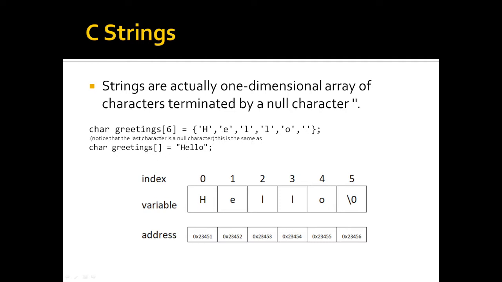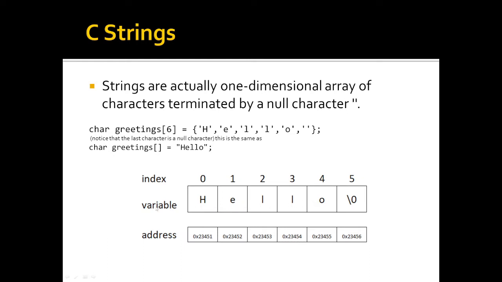And this is also the same as char greeting[] = "Hello". In this case, the null character is automatically added by C language. So internally, it should be something like this. We have here the index. So we have HELLO, and then on the fifth index will be a \0. So that's the contents of the array.